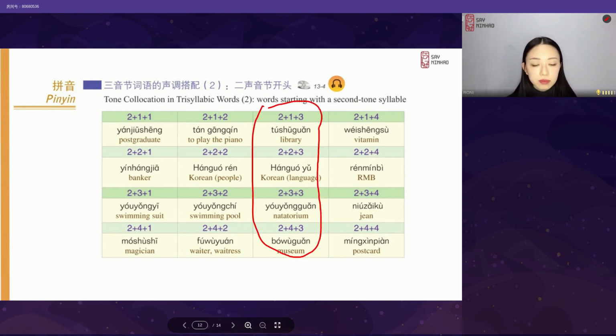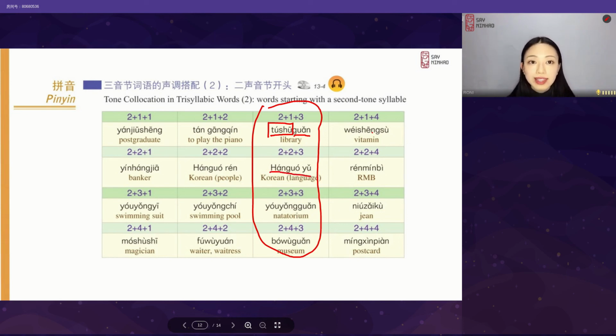Okay, this line. First one is 图书馆. For this, we don't know how to separate it. So first, let's see the first two syllables. 图书, we will just read it as usual. Nothing to be paid attention to. And next is the 馆, third tone. 图书馆, it means library. And actually, 图书 means books and 馆 means a place. 图书馆, okay?